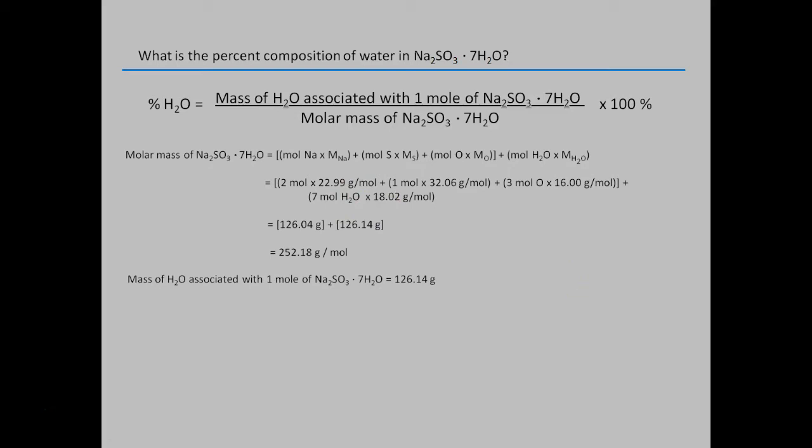And now, if we want to know our percent of water, we just take the mass of water and divide it by the molar mass of the compound. So we get our percent of water, and we see that water is 50.2%.